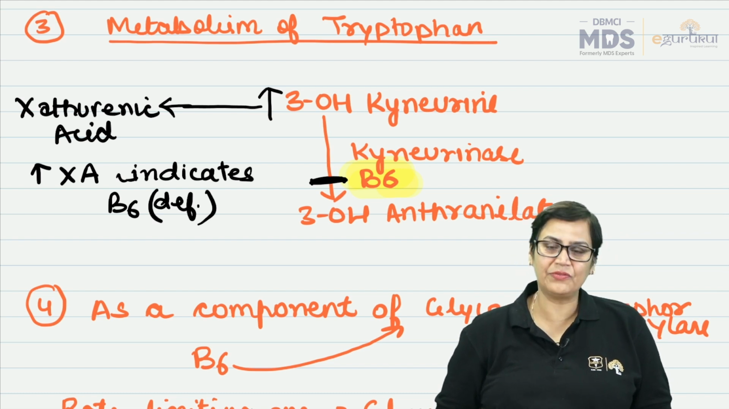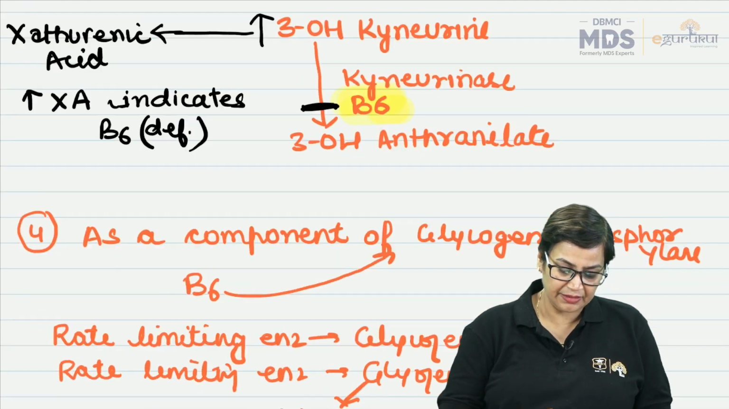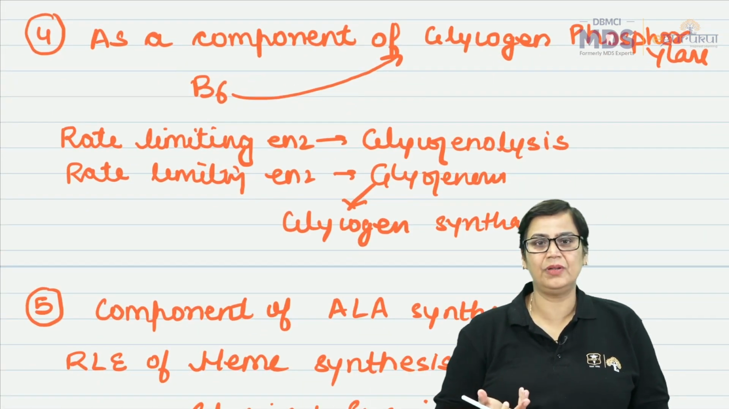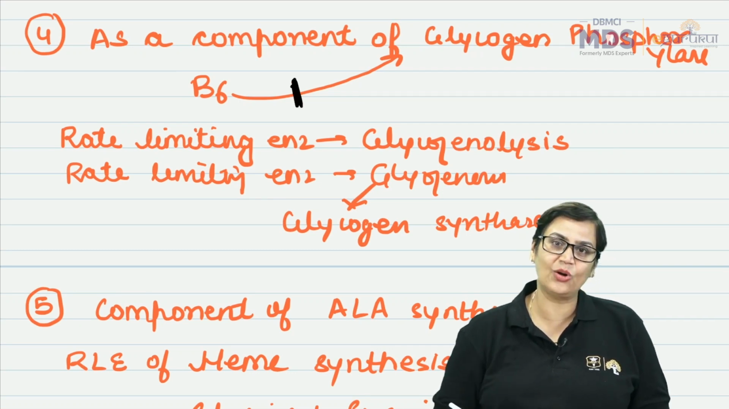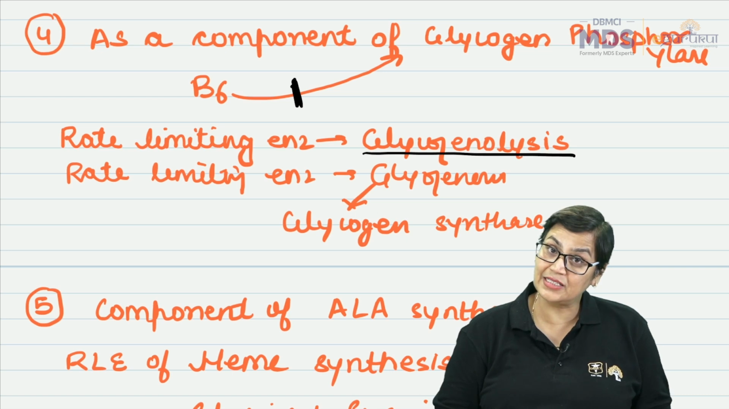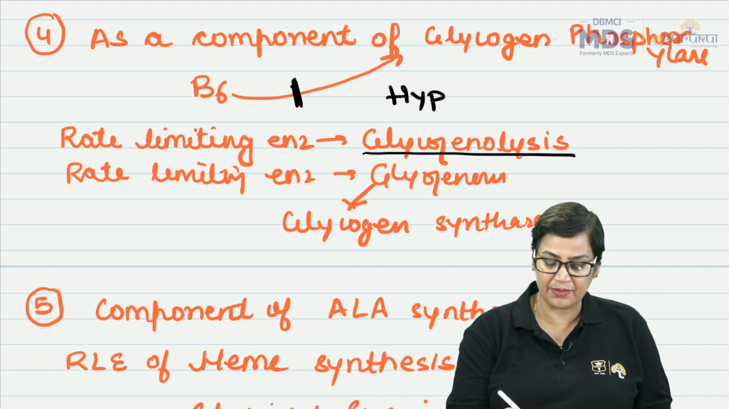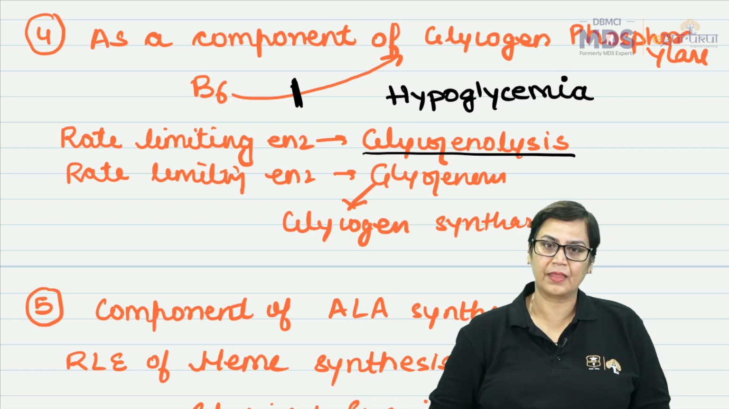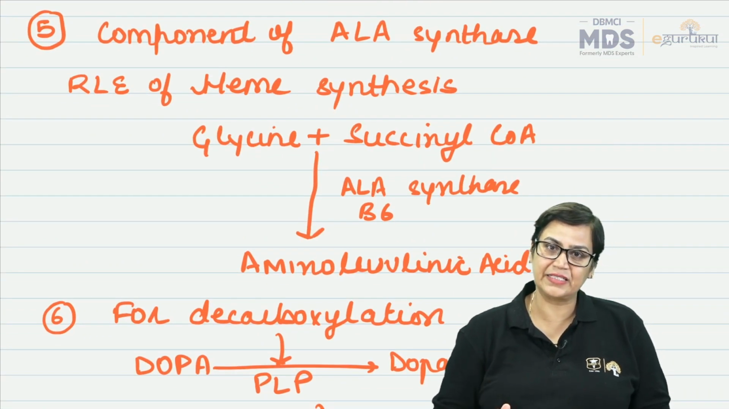Right? And in simplest language, if we say that a subject who is deficient of B6 will have xanthurenic acid in his urine, then next, this is so simple. You can say ki, since B6 is a component of glycogen phosphorylase, if B6 is not there, what will happen? Glycogenolysis will not be possible. If glycogenolysis will not be possible, glycogen will not be broken down. So it can also lead to hypoglycemia. Clear?